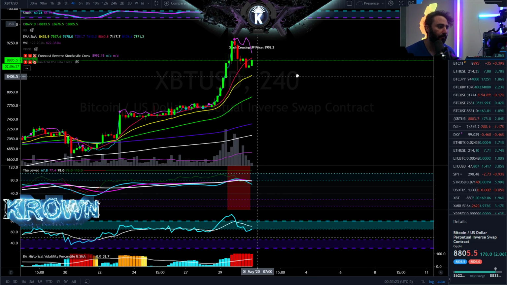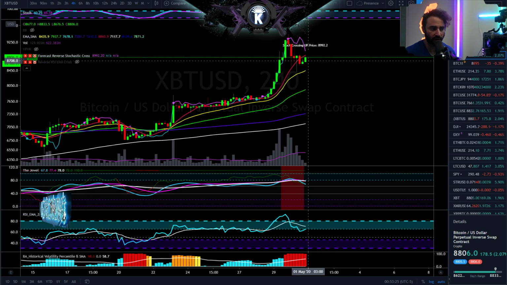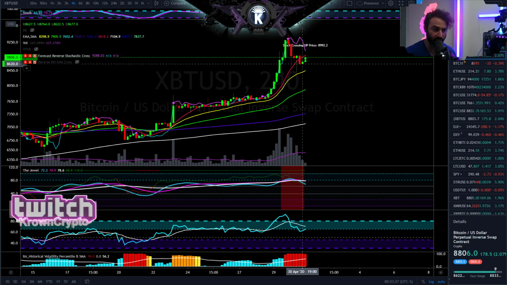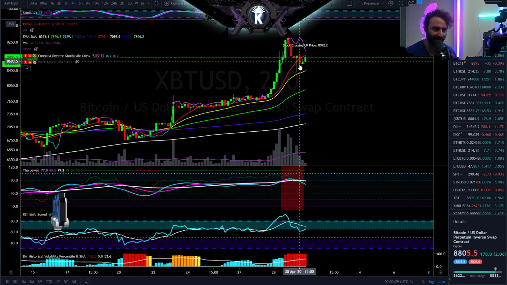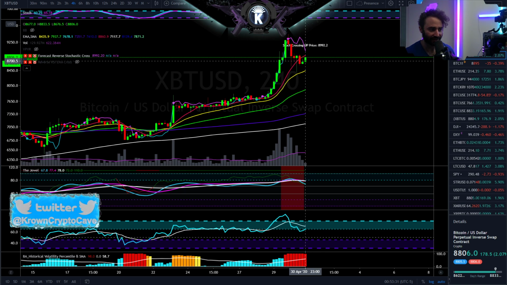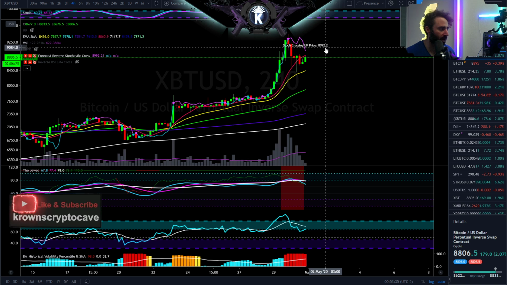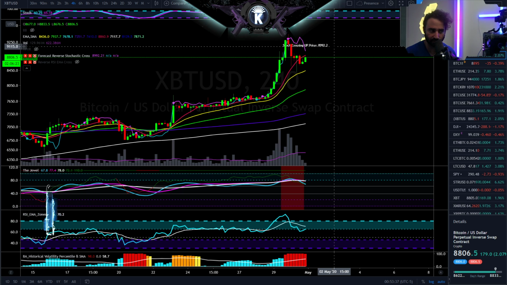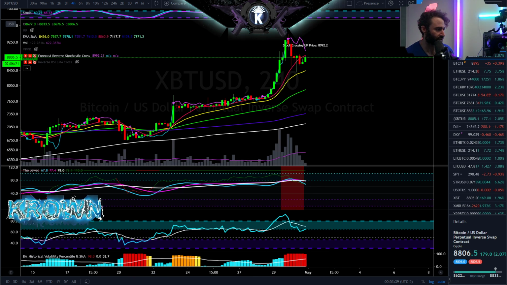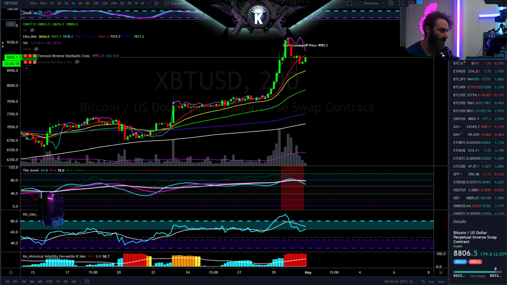But as it stands, to me Bitcoin's very obviously going to try to put in a higher low here on the lower timeframes. I do think that we're getting ready for likely another pop back up, a little bit above 9,000, probably the 9,100 to 9,150-ish region, and then play out a range likely over the weekend.